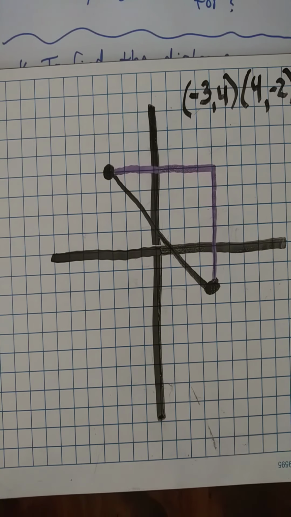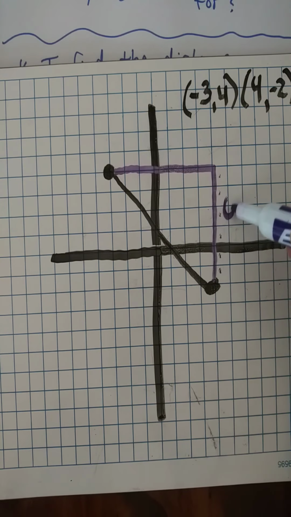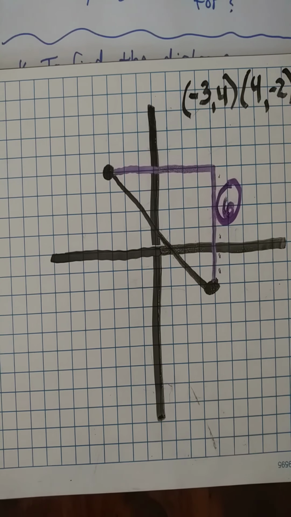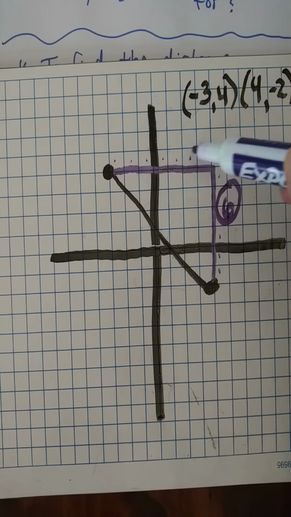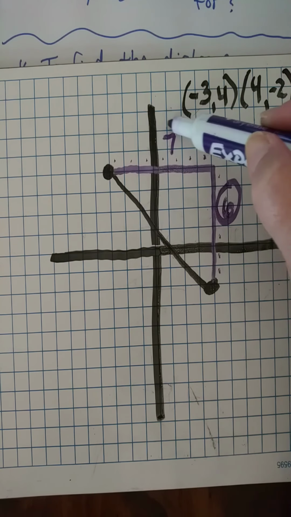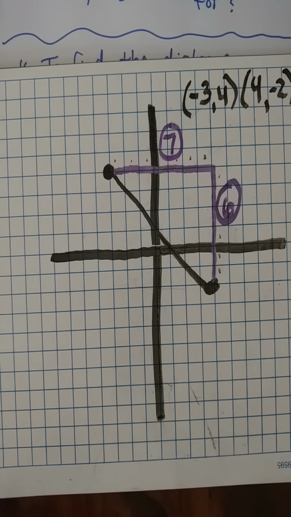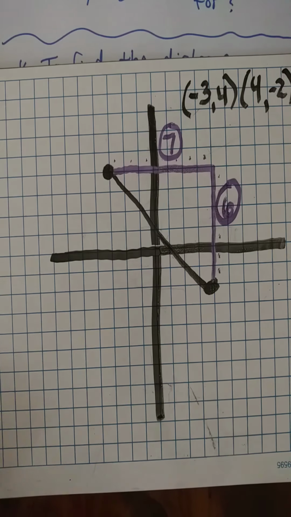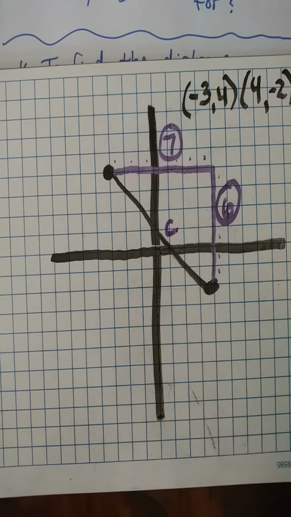So now let's count the side lengths so we can get our legs. 1, 2, 3, 4, 5, 6. So this side is 6 units. 1, 2, 3, 4, 5, 6, 7. This leg is 7 units. Okay, so that's the 2 leg lengths. So that's what we're going to use to find the distance from here to here. This is the missing piece, C.